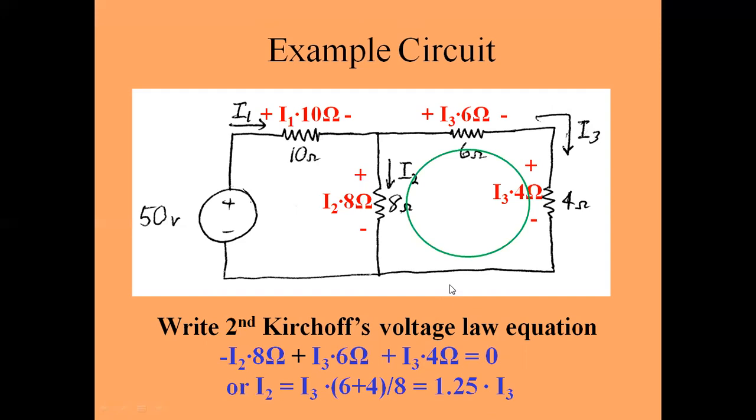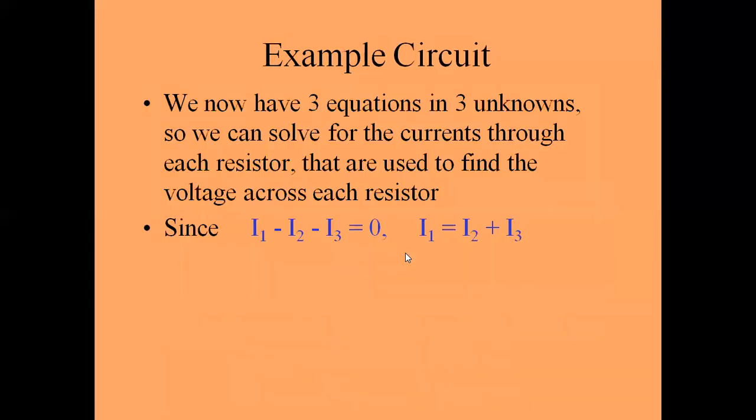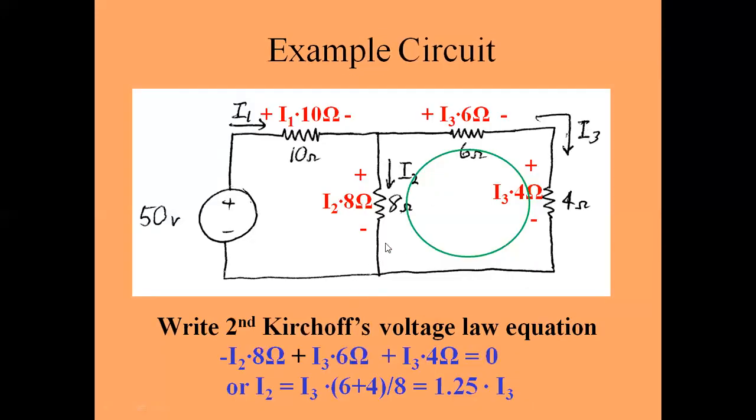Our second equation we will get for this second loop. I2 is equal to I2 into 8, I2 into 8 ohm resistance. So I2 is equal to I3 into 6 plus 4 upon 8, that is 1.25 I3. The second equation you will get as minus I2 8, because we are moving in this direction, so it is against the flow of the current I2.